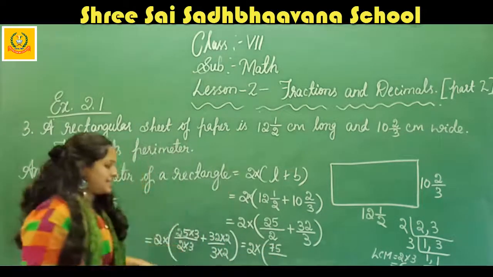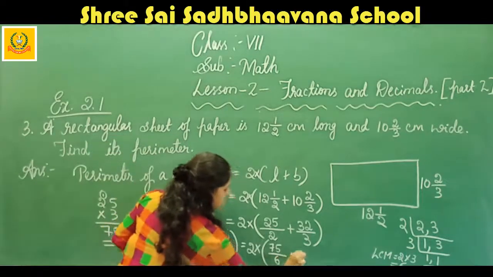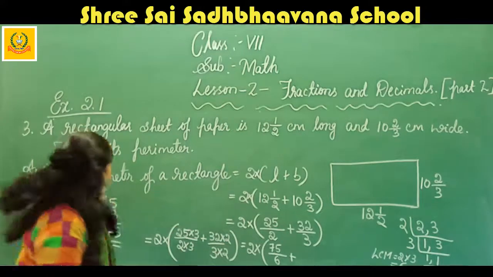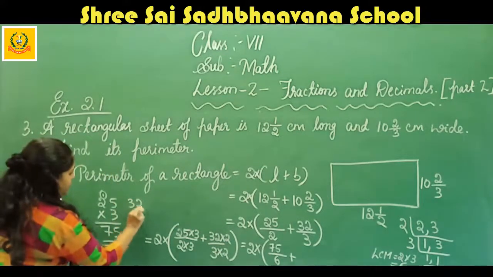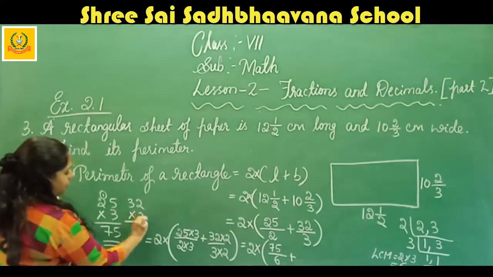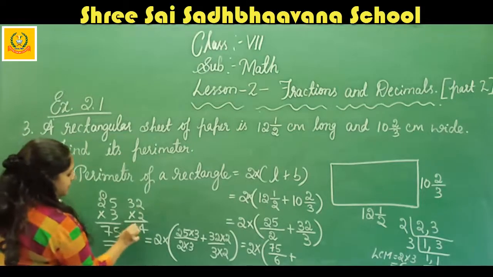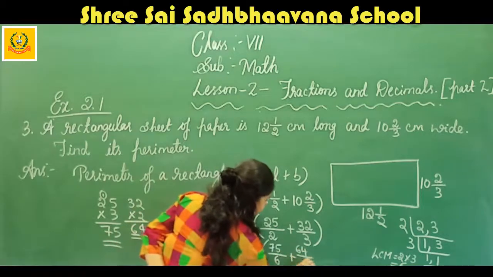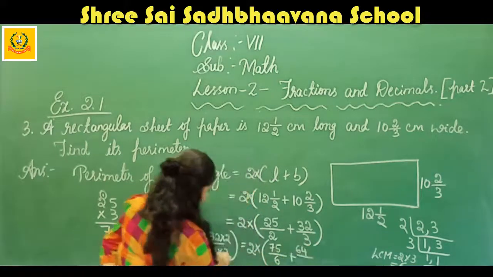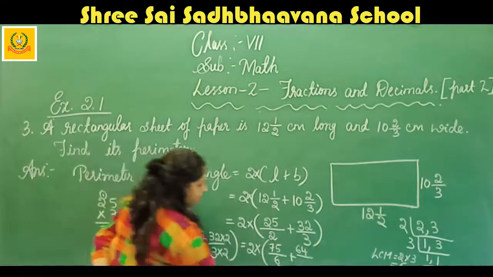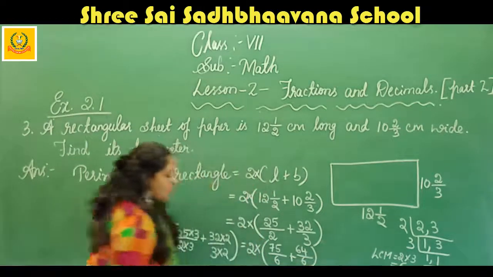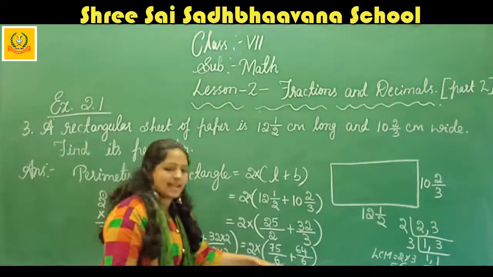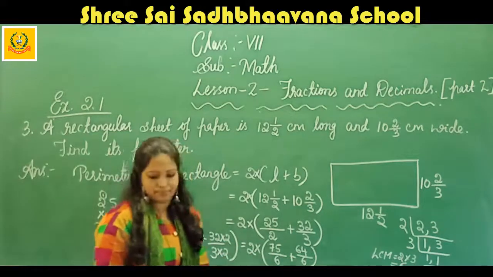75 by 2, 3 is 6 plus, here 32 into 2, 2 fours are 4, 2 threes are 6, 64 by, here it is 2 threes are 6. Now you can add this. Why? Because you can see here both the sides denominators are same.